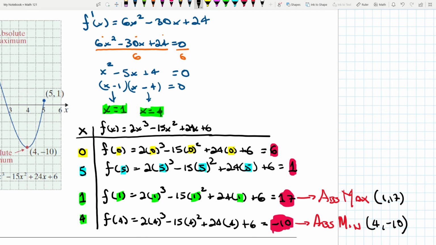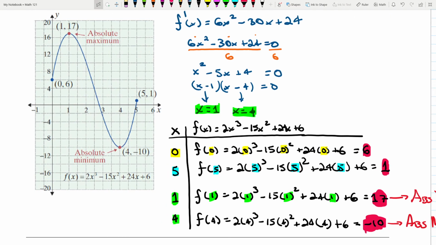This is basically illustrated here in the graph. Notice, yes, this is a minimum point. This is also a minimum point. But one of these two minimums is the absolute minimum, the one with the lowest value of y. In this case, it's the one with the negative 10.